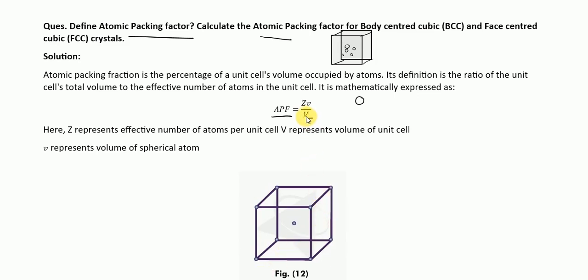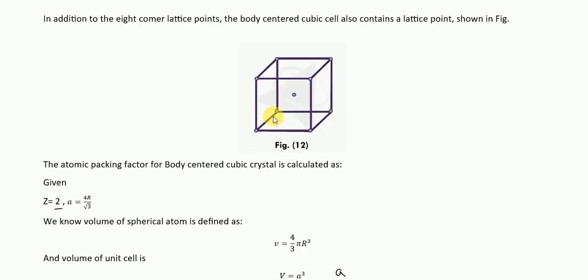Now that we have understood the formula for atomic packing fraction, we will move on to calculate it for BCC, which is body centered cubic crystal. So let's start. So in BCC structure, there are two atoms per unit cell, one at the center, right here, and one spread across the 8 corners. So what is Z? Z will be equal to 2 in this case.